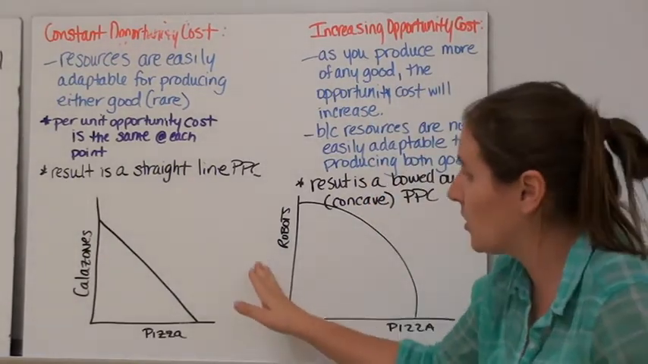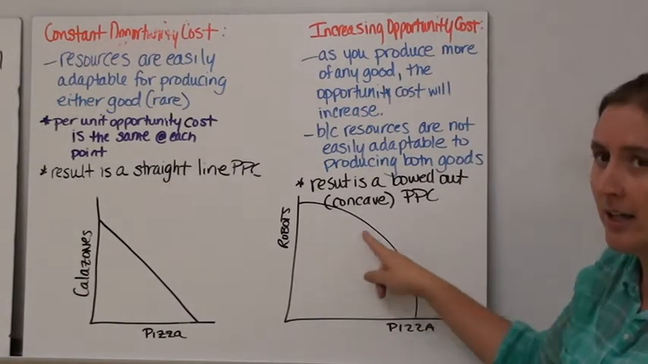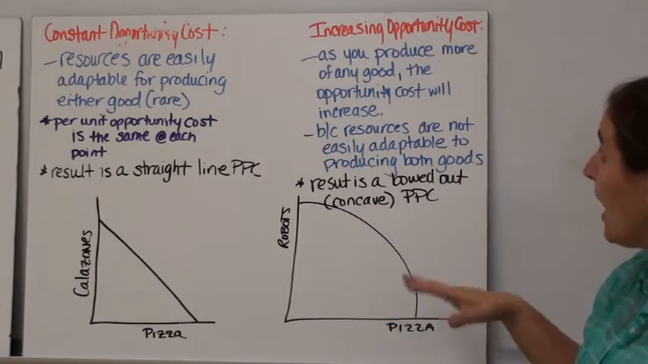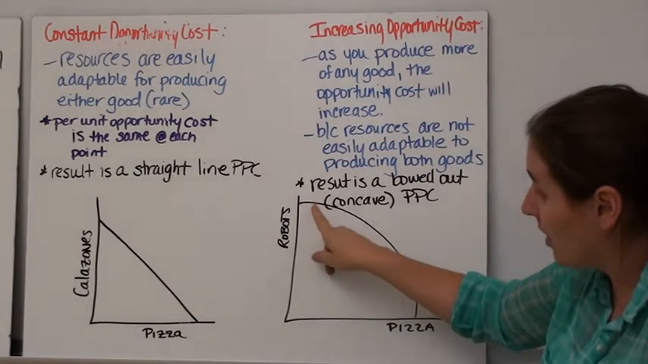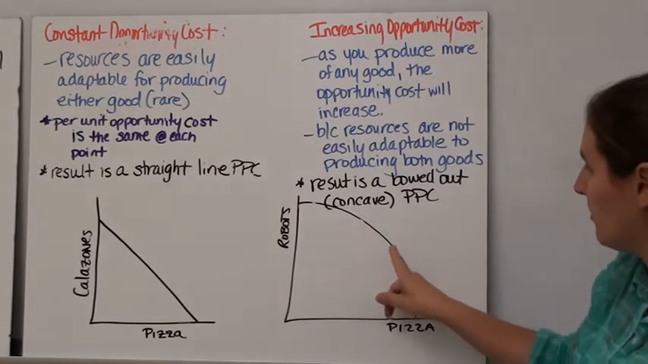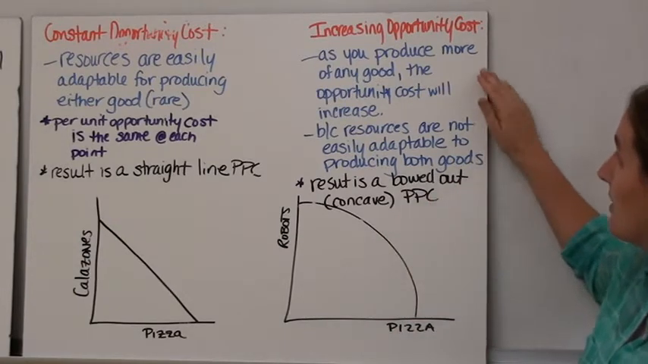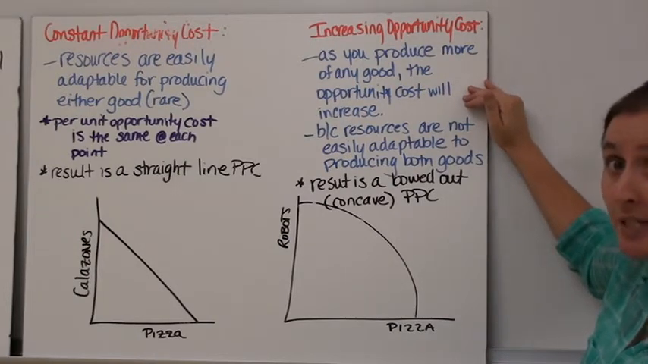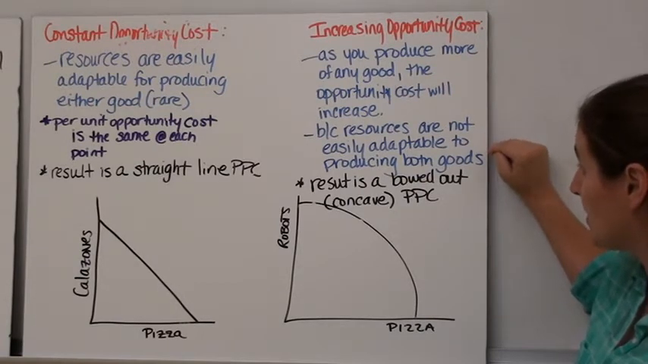Now, if you don't increase equally, you have increasing opportunity cost. You're going to have a curved line or a concave line that's bowed out, and that is because as you produce more of any good, the opportunity cost increases. So to move from here to here, you're only losing 1. But then when you move from here to here, you're losing 2. And then when you move from here to here, you're losing 3 or 4. And it just keeps increasing and going up. That's increasing opportunity cost. As you produce more of any good, the opportunity cost will increase, because resources are not easily adaptable to producing both goods.